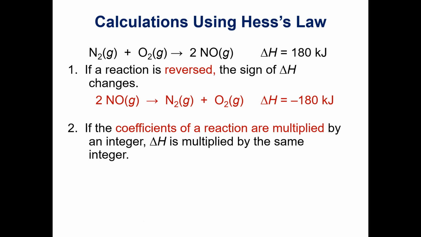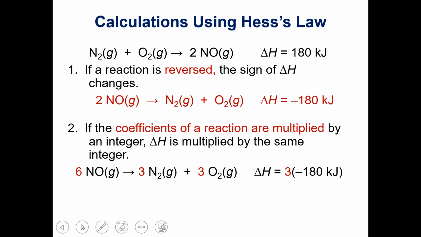Sometimes we need more of a reactant or product than we have to start with, and the way that we fix that problem is by multiplying the reaction by a coefficient. But if we multiply the reaction by a coefficient, we also have to multiply delta H by that same coefficient. So for example, the reaction shown down here at the bottom is 3 times the reaction shown here, which means that we also have to multiply delta H by 3.